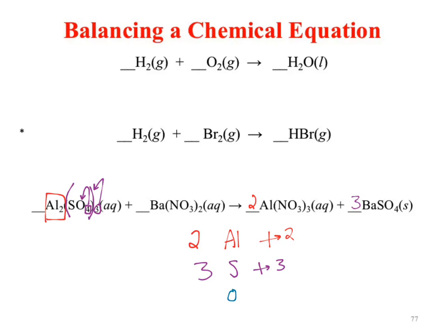Okay? So if any element shows up multiple times on any side of the equation, don't balance it first. Move to a different element. Okay? Oxygen typically shows up a lot because oxygen is insanely reactive. This is why we live, because oxygen is reactive. So let's leave oxygen alone for the moment and move on to the next element.